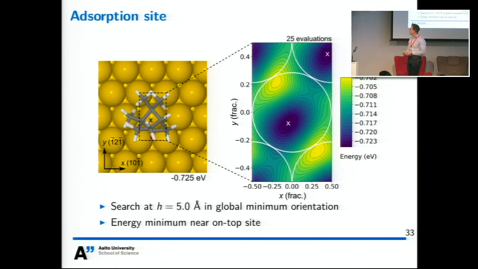Then we did the two-dimensional search for the adsorption site in this found minimum orientation. Here we see that the energy minimum is fairly close to the on-top site of the surface.